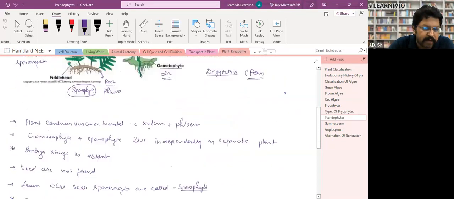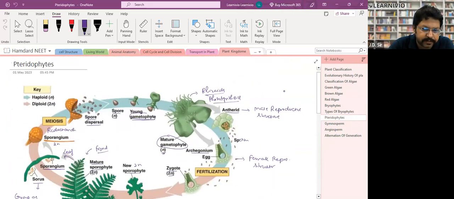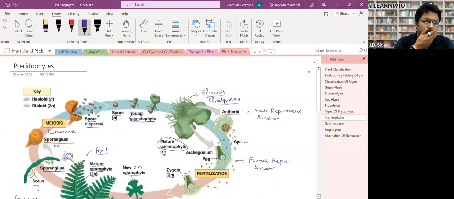So today I will start with the pteridophyte. Right. So let me recall for you. We were doing the plant kingdom part. In the plant kingdom part, we did the algae, then we did the bryophyte. Now we will do the pteridophyte, gymnosperm, and angiosperm.